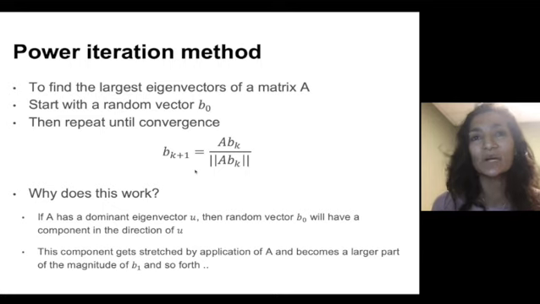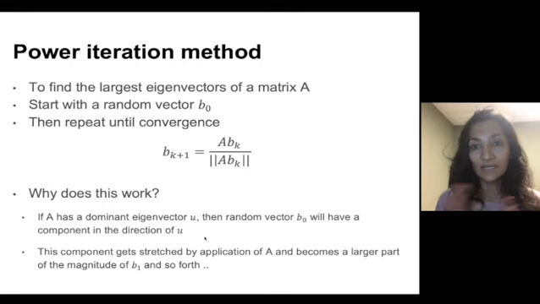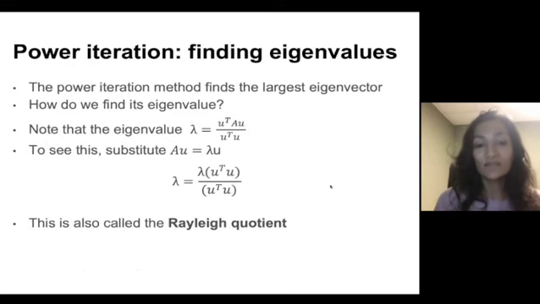So why does this work? If A has a dominant eigenvector u, then the random vector will have a component in the direction of u. And when you apply A to this vector, it stretches the component that's in the direction of u, and so it becomes a larger part of the next vector, and so on and so forth, until it entirely consists of u.